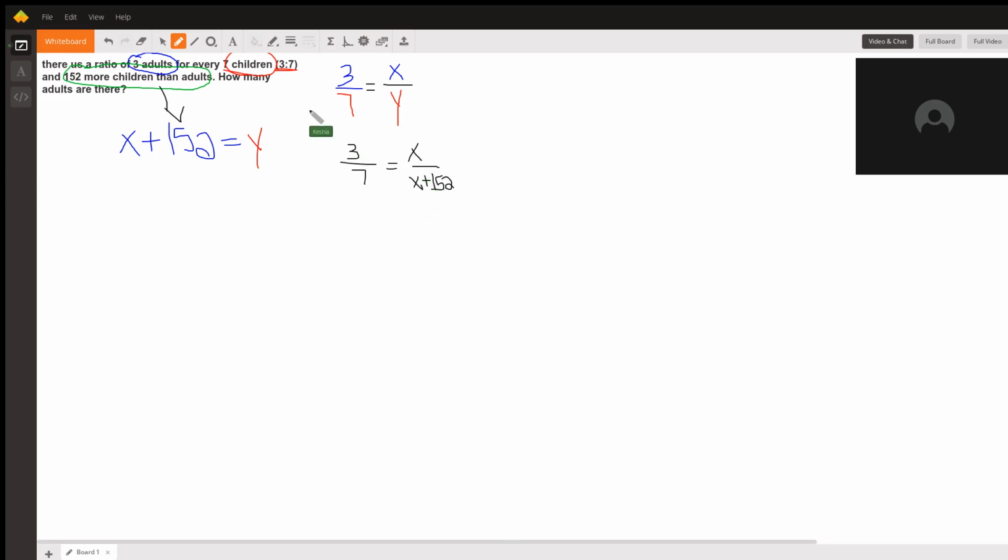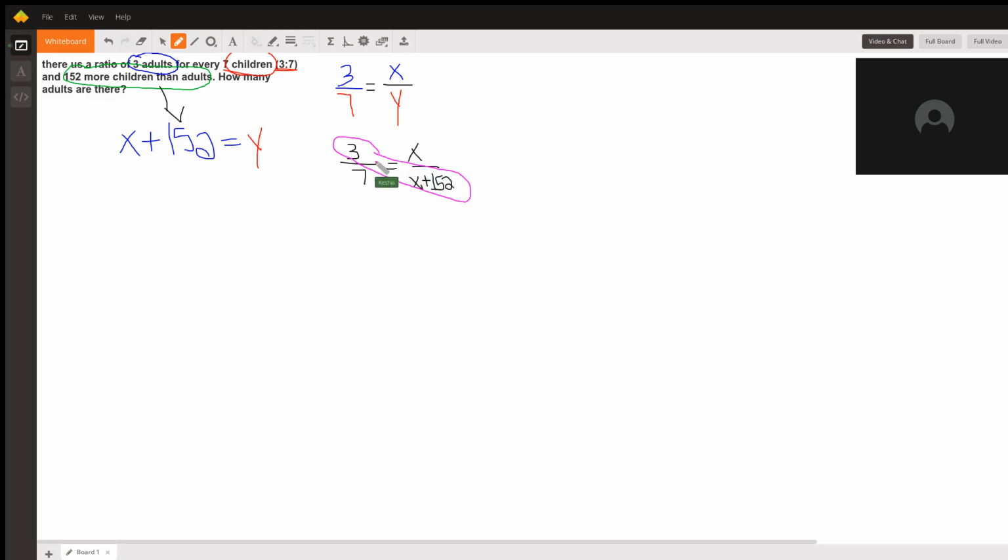Once you've done that, then you do what a lot of students call cross multiplication. I don't necessarily agree with that terminology, but it is helpful for this situation. Basically you're multiplying both sides of the equation by this, and then this one would cancel out. Then you're multiplying both sides by this, and this one would cancel out. So it does end up being cross multiplication.